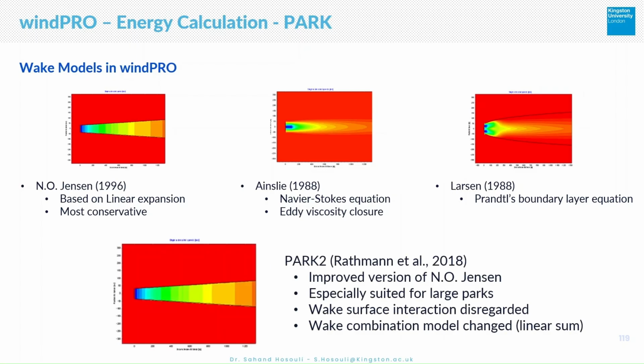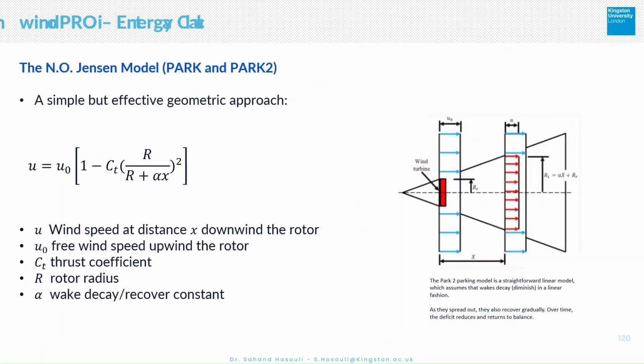What we're going to use is called Park 2, which is based on the Jensen 1996 model based on linear expansion. It was developed in 2018, and it's an improved version of the 1996 model. It's especially suited for large parks, with surface interaction disregarded. This Park 1 and Park 2 model is based on the Jensen model. It is a straightforward linear model, which assumes that the wake decays in a linear fashion. It's not the most accurate one, but it's good enough for doing our calculation today.